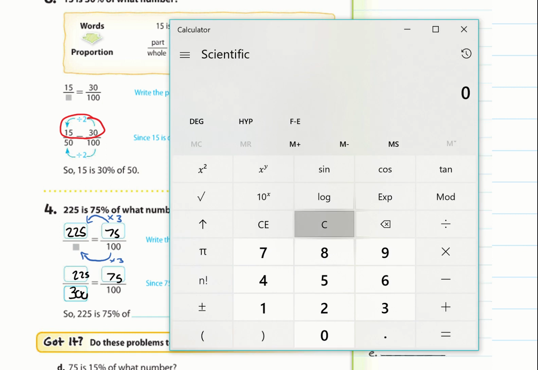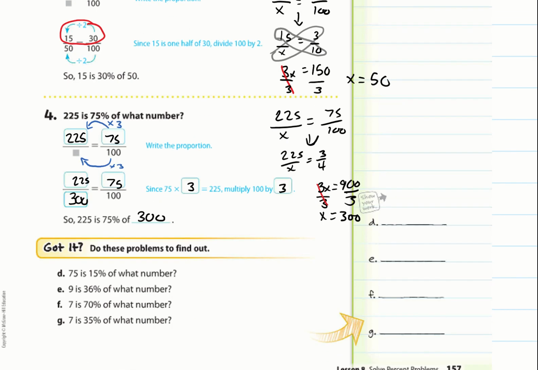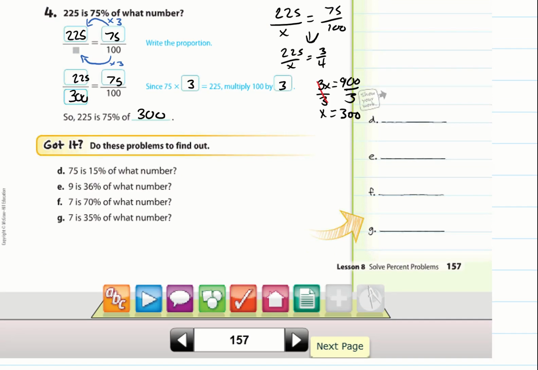We're going to get our calculator out. 225, no, not divided. So times 4 equals 900. So we have 3x equals 900. Divide by 3 on both sides. And x equals 300. So whichever method works for you. I kind of like the proportional method because it's a lot of easy math. So go ahead and try D, E, F, and G.